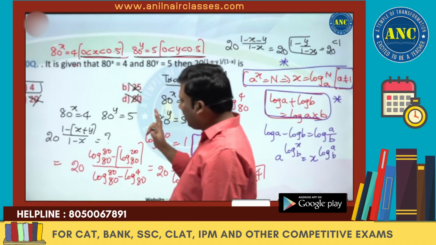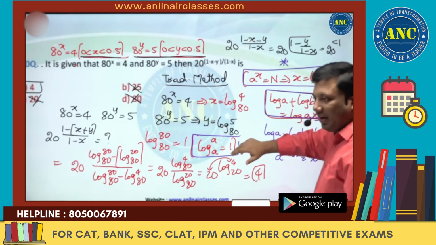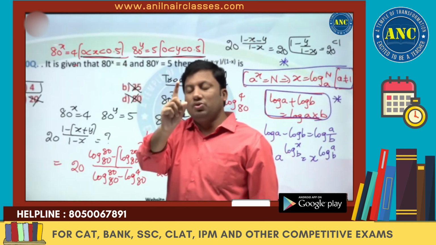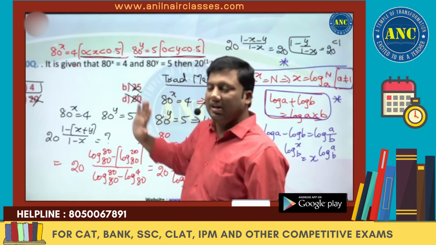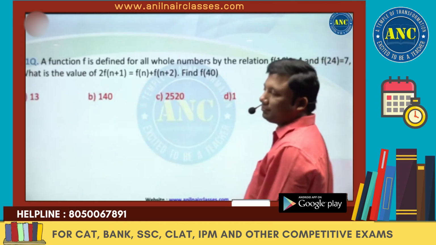This is a traditional method. The traditional method involves 1, 2, 3, 4, 5 logarithmic identities. Anil Nair's approach uses just one common concept, identifying the range. 10th question, I hope it is clear.